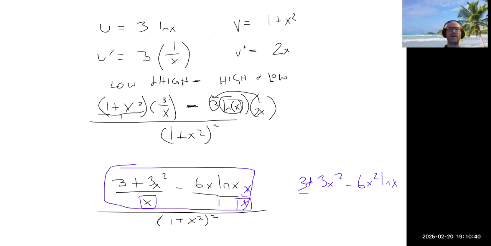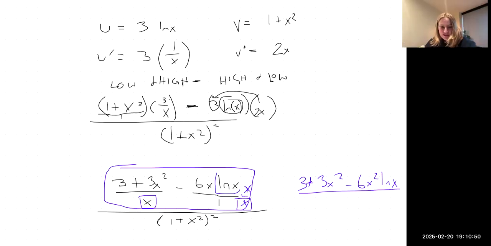Did you say ln x or ln x squared? I said ln x squared. It would actually only be ln x, because nothing affects that x at the end. I didn't know that. It takes a lot to mess with that x. You just don't touch that x. Over 1 plus x squared squared.